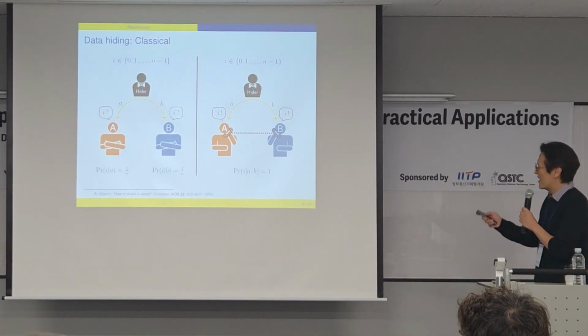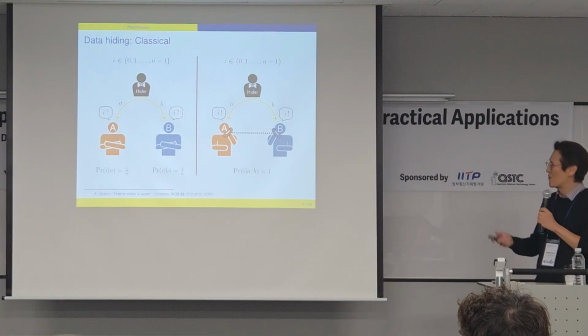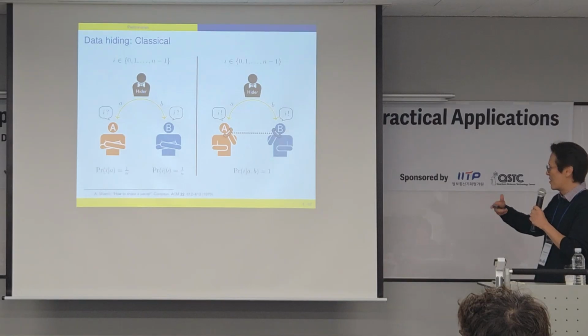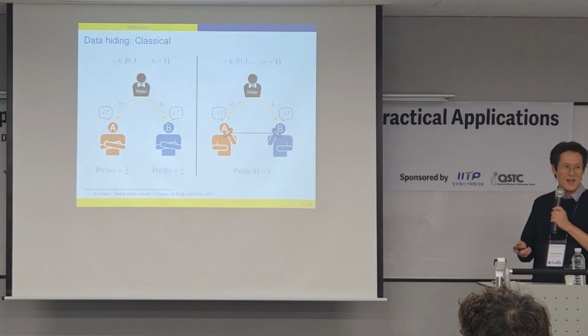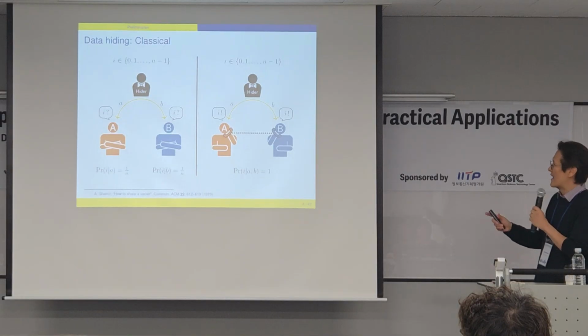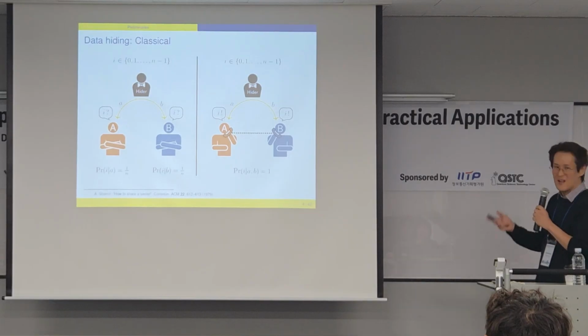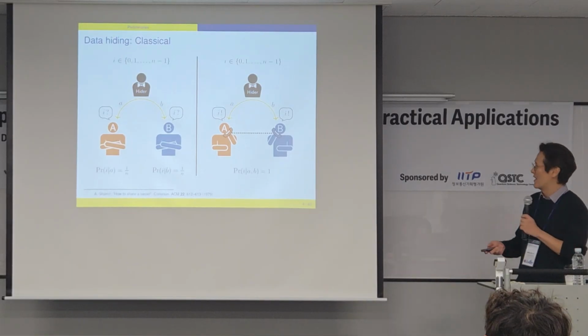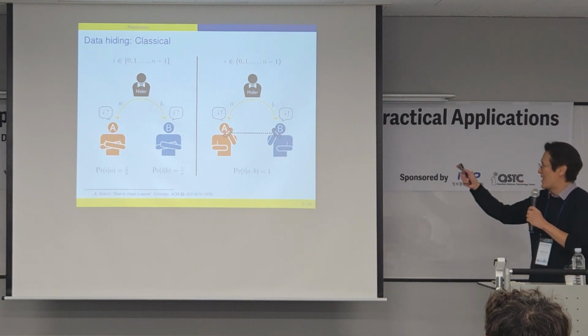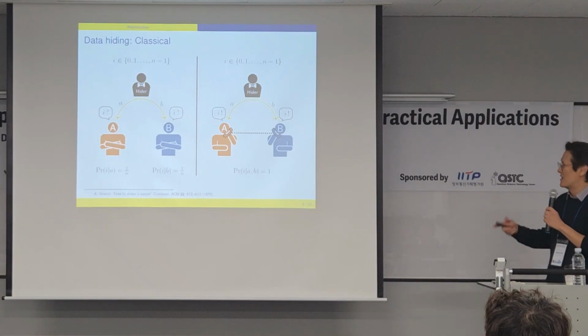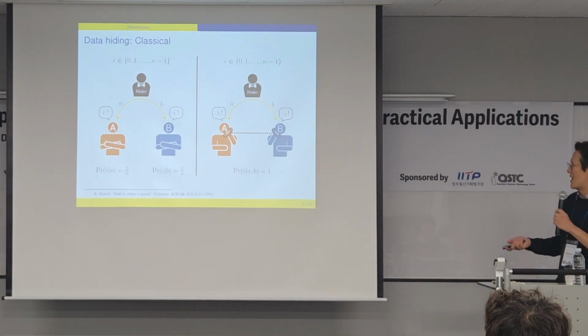Okay? However, if they can collaborate, or in other words, if they can communicate, so if they have both A and B, then they can perfectly recover the information about I. Okay? So the term data hiding is used here because the data I is hidden from each of A and B. However, every communication or operation here is classical, so it's kind of vulnerable. So we want to do this quantumly to obtain some more security.